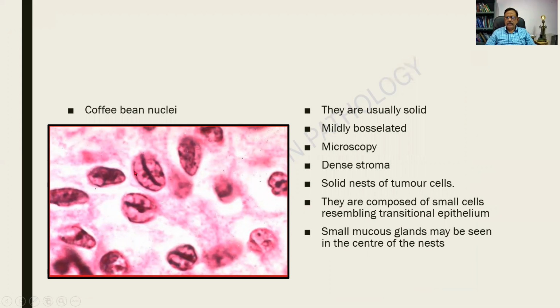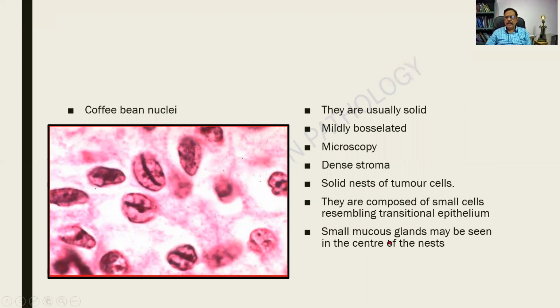Classically, this is a very high power magnification I picked up from Wikipedia. Look at the nuclei around. This is not the cytoplasm. And they are showing a central grooving which provides a coffee bean appearance. The tumors are solid, they may be mildly bosselated, and the microscopy shows dense stroma composed of solid nests of tumor cells. And they are small cells resembling the transitional epithelium.